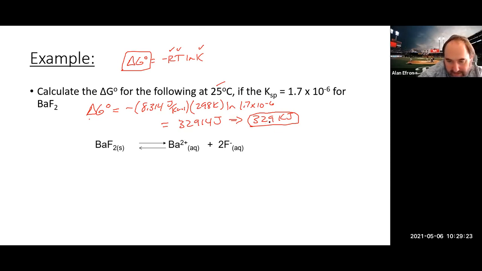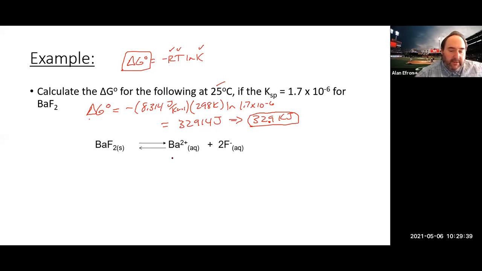32, I'll count, right? 32.9, there you go. 32.9 kilojoules in terms of the answer. Any questions on that calculation there? Now we could also see, does it make sense?